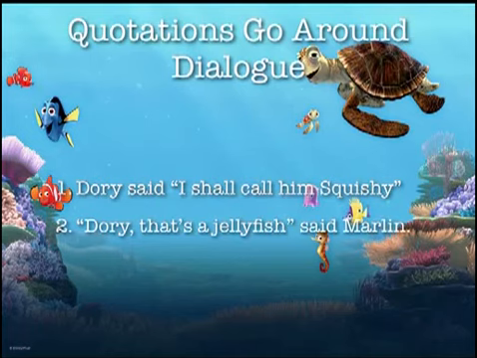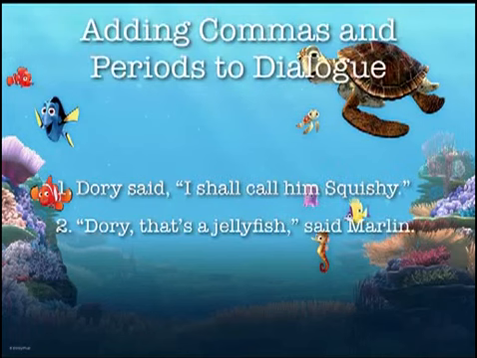We also need a comma to separate the narration from the spoken part of the text. This means a comma should fall after the phrase, Dory said, in sentence 1. We also place a comma at the end of the quoted phrase, "Dory, that's a jellyfish," in sentence 2. Let's see what happens when we add commas. Now we have the sentences with the proper quotes and grammatical punctuation.